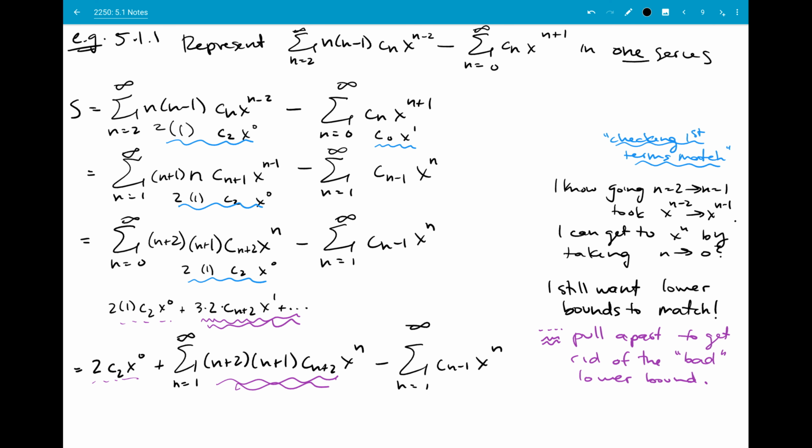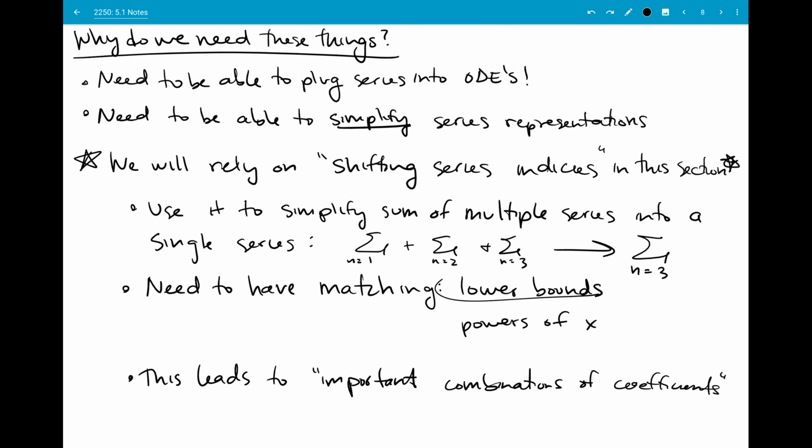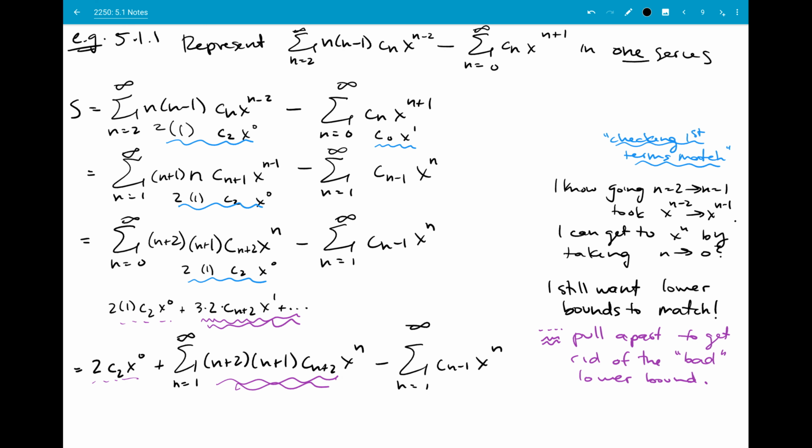And then from here, I have my two conditions met. The lower bounds are the same, the powers of x are the same. I can circle that here. Lower bounds both start from n equals 1. That's great. Powers of x both are x to the n. That's great. So I can combine these series.